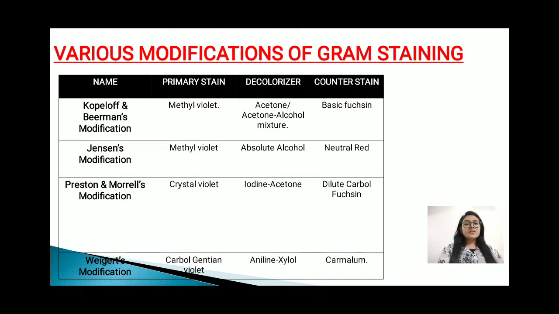Third is Preston and Morrell modification. Crystal violet acts as a primary stain, iodine acetone complex acts as a decolorizer and carbol fuchsin acts as a counter stain. Fourth and last one is Weigert modification. In this, Jensen violet acts as a primary stain, aniline xylol acts as a decolorizer and carmalum acts as a counter stain.